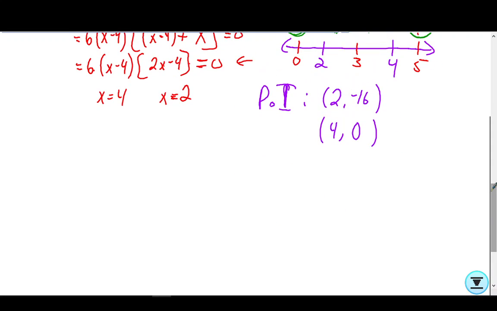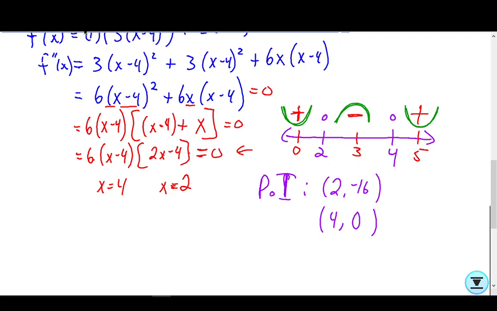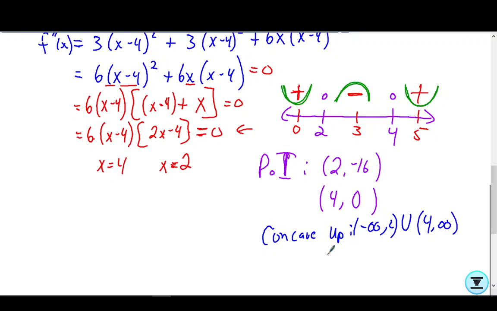And our concavity: our function is concave up from negative infinity to 2 in union with 4 to infinity. And it is concave down only between 2 and 4. And that's our concavity. Okay, so we had a little more work to do, some algebra to deal with, but other than that, pretty simple.